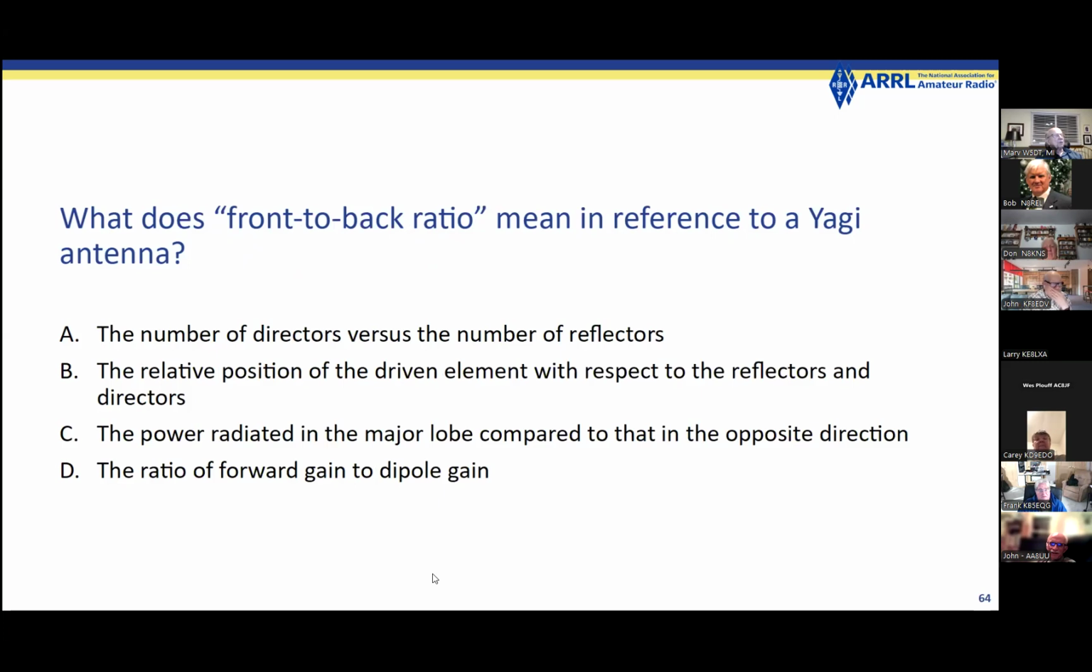What does front to back ratio mean in reference to a Yagi antenna? The number of directors versus the number of reflectors, the relative position of the driven element with respect to the reflectors and directors, the power radiated in the major lobe compared to that in the opposite direction, the ratio of forward gain to the dipole gain. I would guess B. You see, C, power radiated in the major lobe compared to that of the opposite direction. Makes sense.